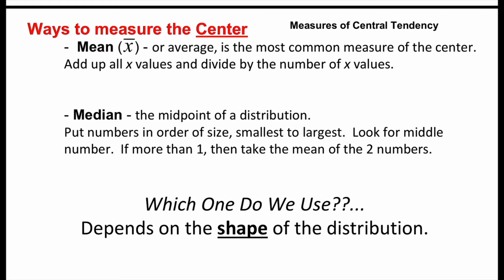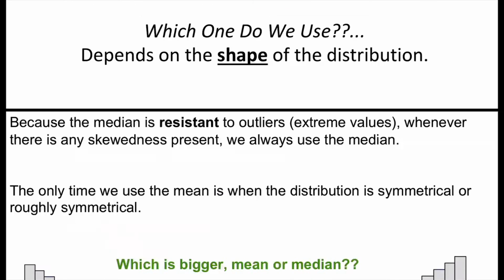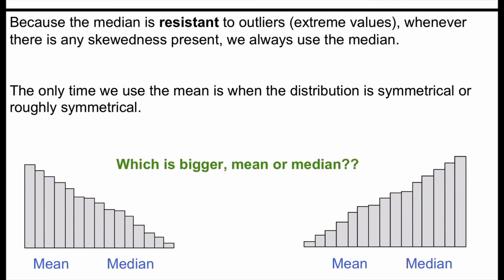So which do we use? Well, we talked about which do we use. We said that I used houses and salaries of professional players as examples as to which one we use. Okay, so we say the median is resistant.